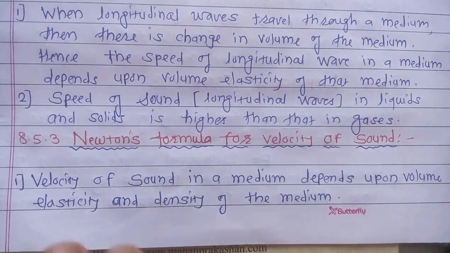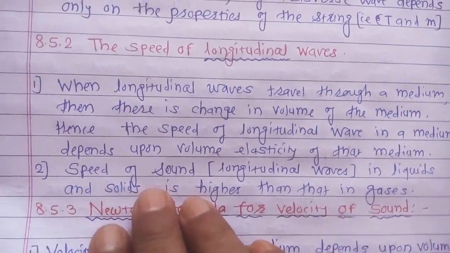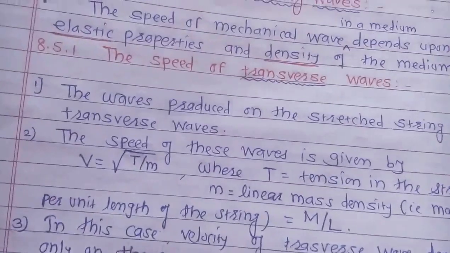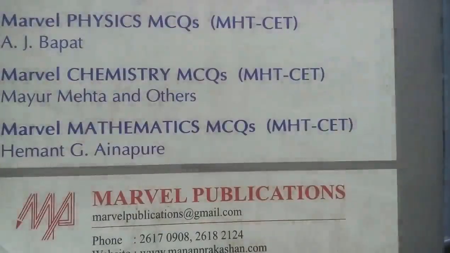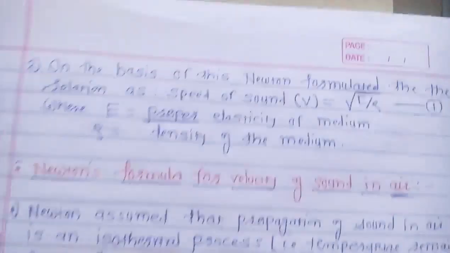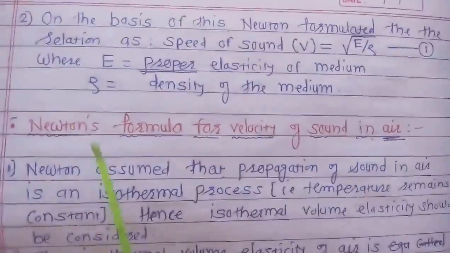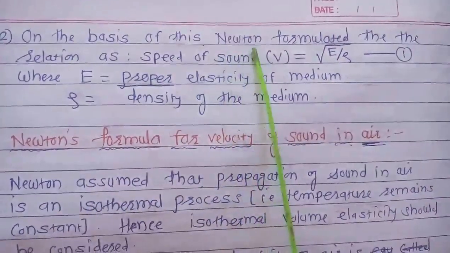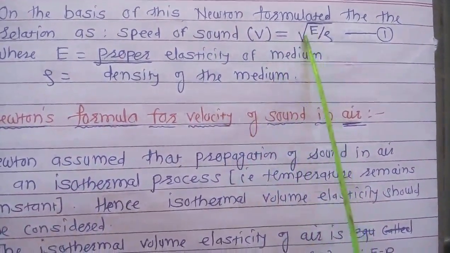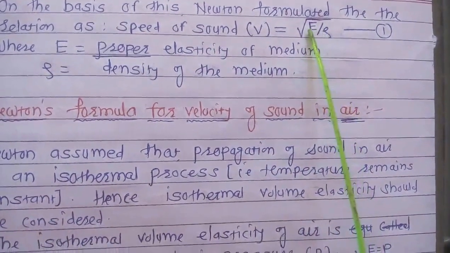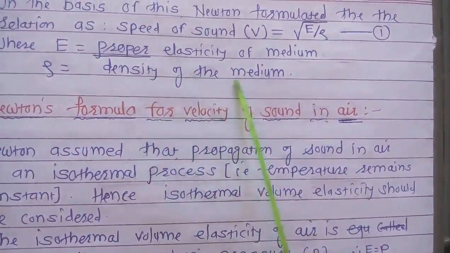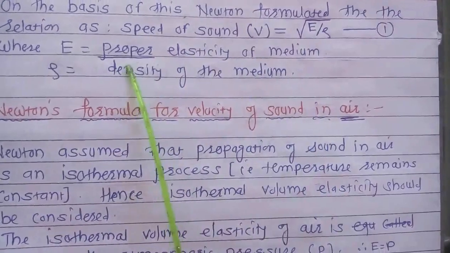On the basis of this, that the speed of sound in a medium depends upon volume elasticity and density of the medium, Newton formulated a relation for the speed of sound: v equal to square root of E upon rho, where E is the proper elasticity of the medium and rho is the density of the medium. What do you mean by proper here?